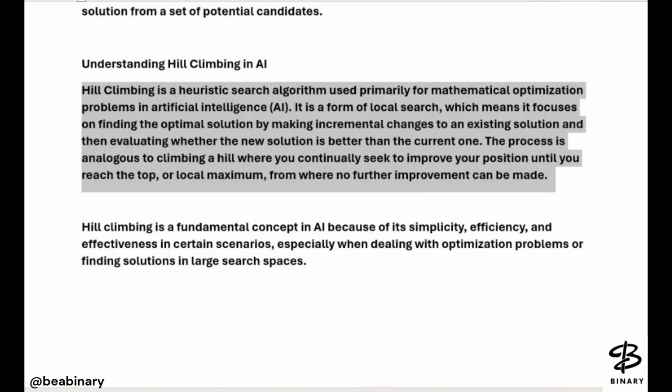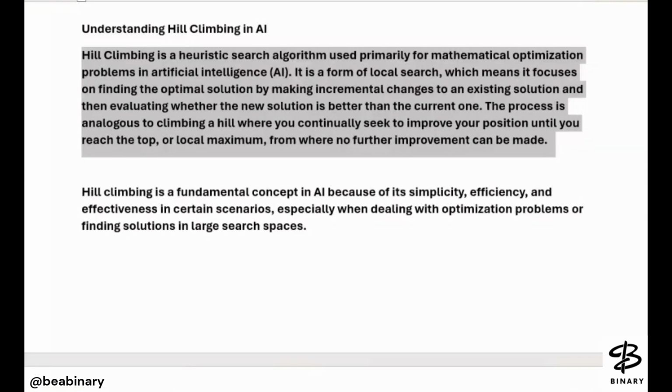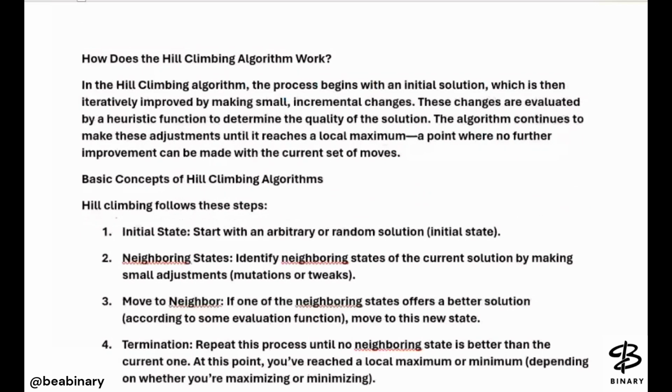So hill climbing is a fundamental concept in AI because of its simplicity, efficiency and effectiveness in certain scenarios, especially when dealing with optimization problems or finding solutions in large search spaces. We will talk about one state only and we will reach the local maximum of that particular state only. And if the first time we get the goal state, that is the best possible solution. It comes under hill climbing.